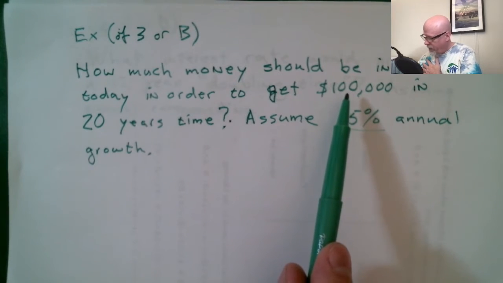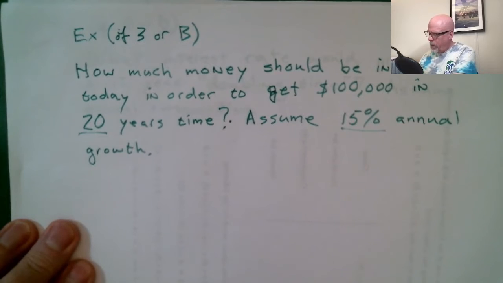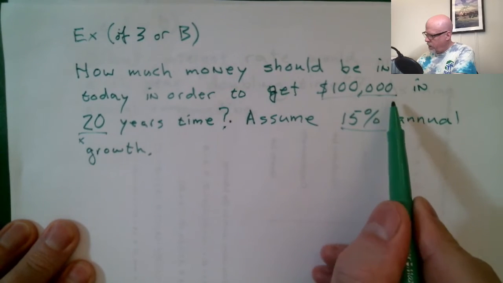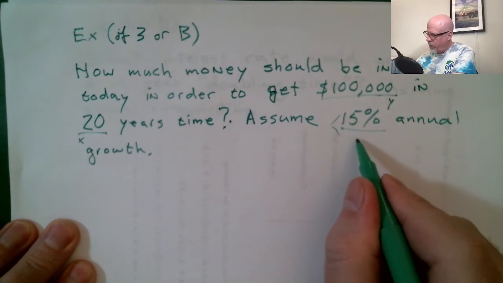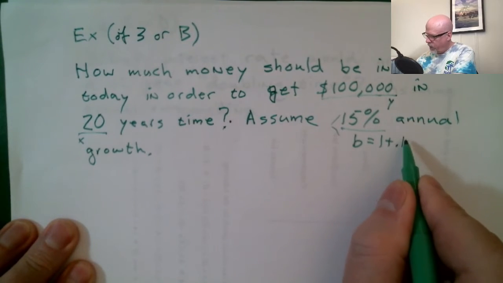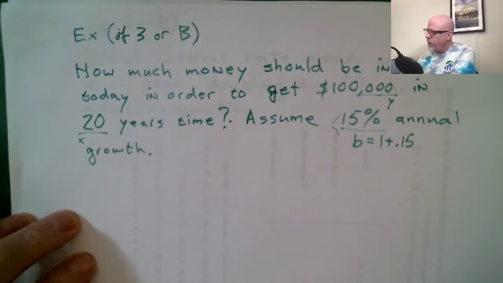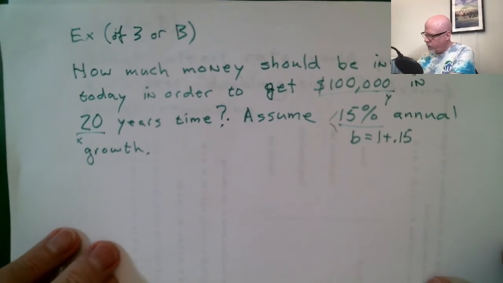So, all right, we do know how much we want to see in the future, or when t is equal to x, what the heck is the time? Oh, here it is, 20 years' time. So that's our x. This $100,000 is our y. The 15% tells us our rate. It's really b is going to be 1 plus 0.15 or 1.15.